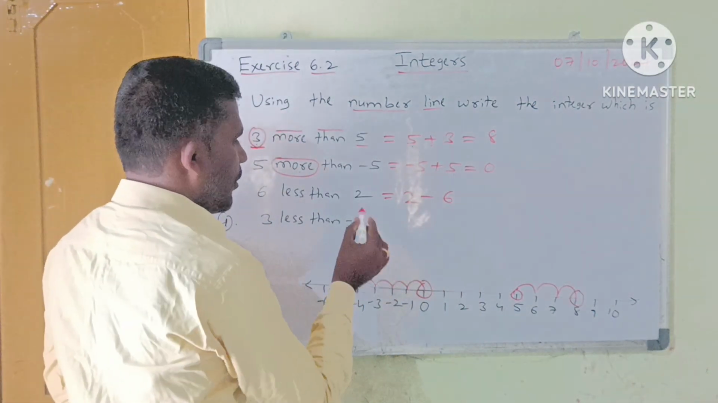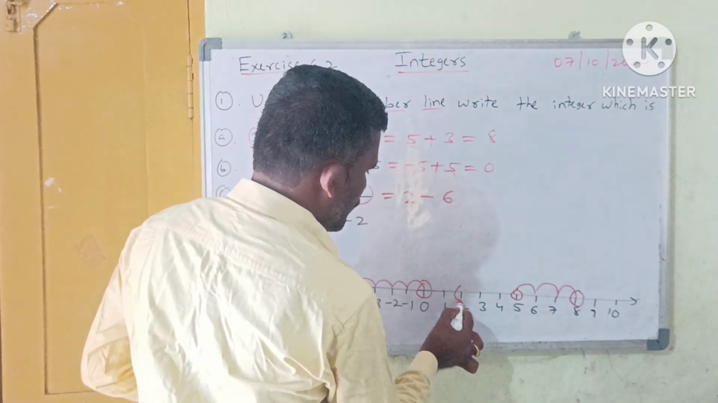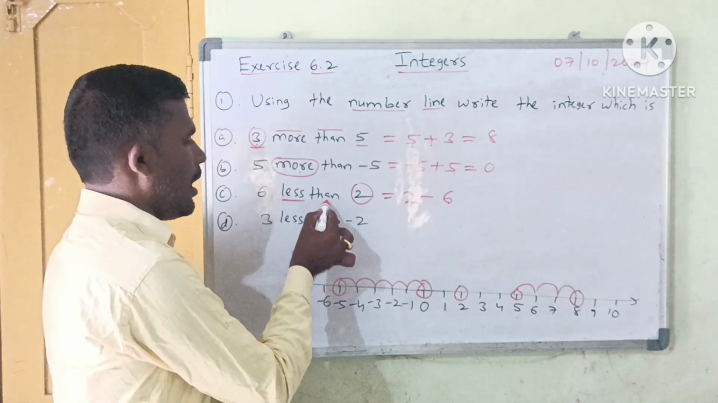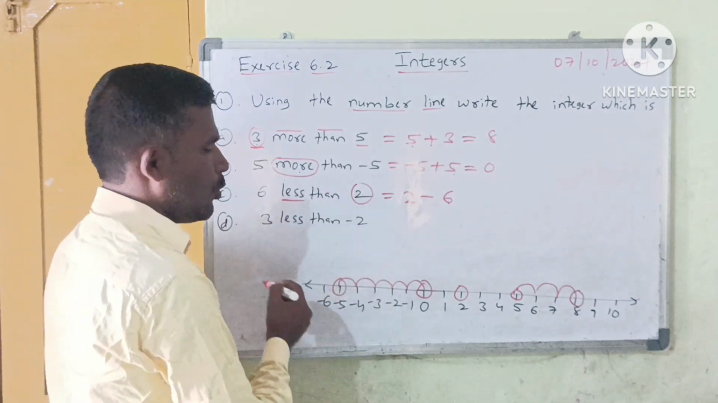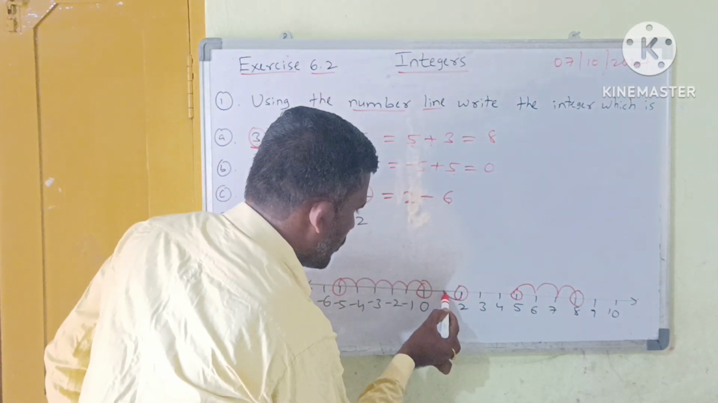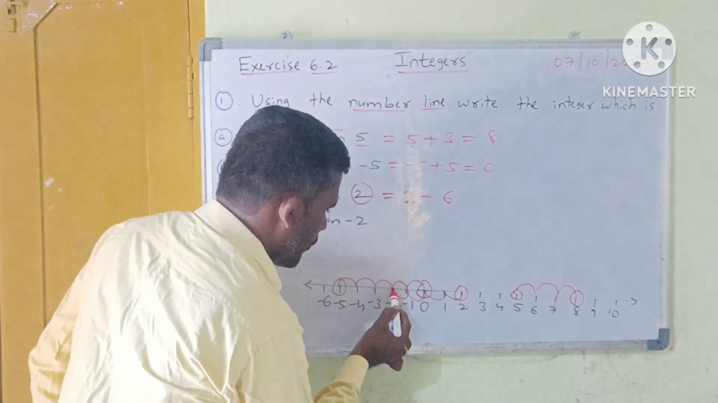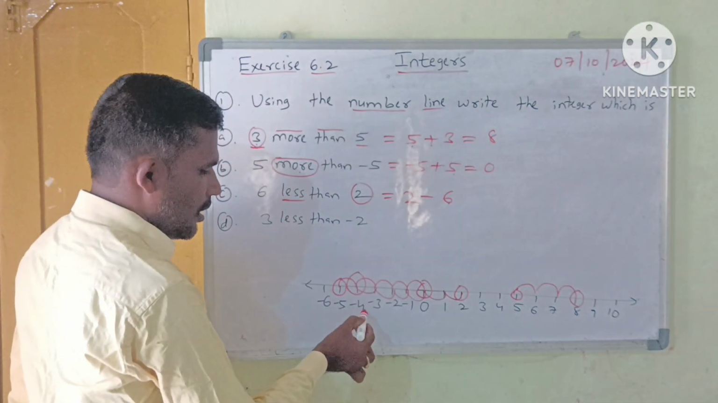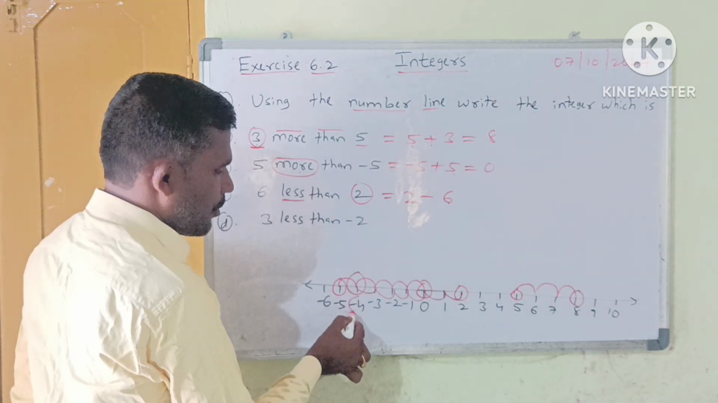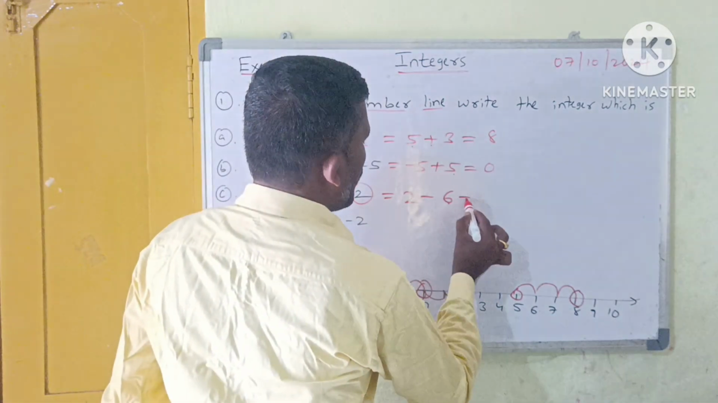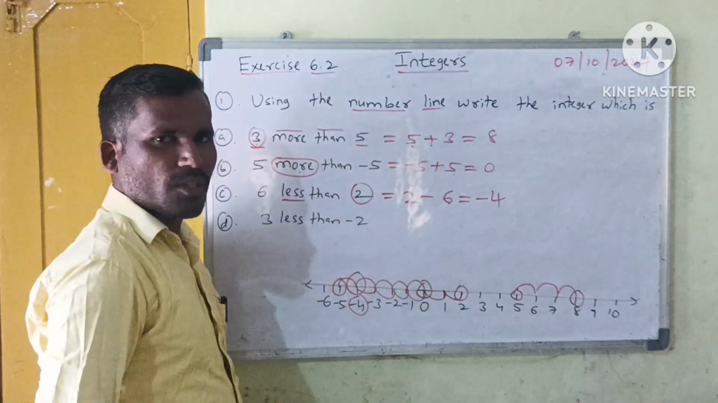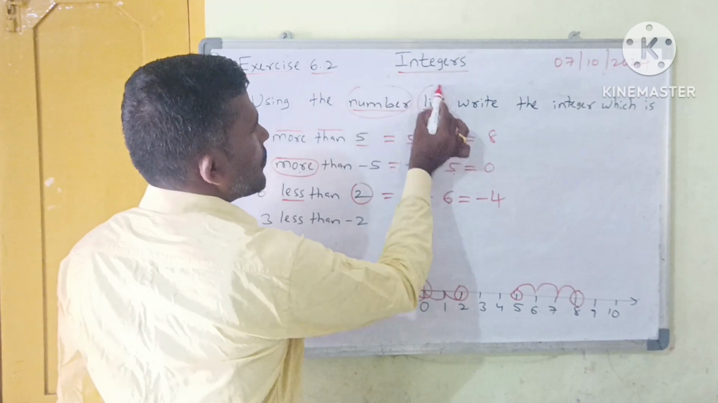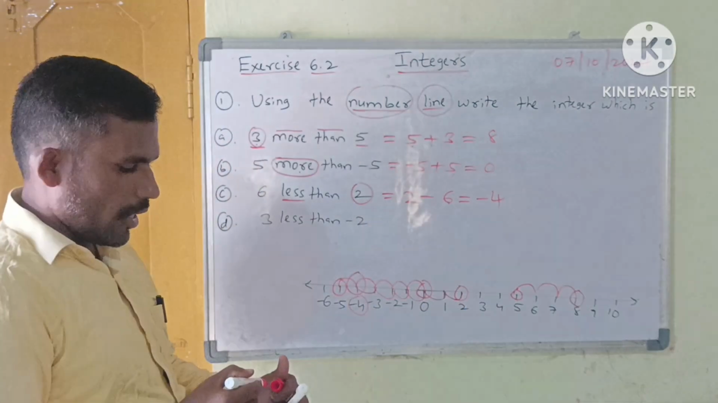Where from? From 2. So 2 is here. 6 steps you have to move to the left side because less than. 6 less than 2. So from the 2, 1, 2, 3, 4, 5, 6. How many steps here? We moved to the left side 6 steps. So where do we stop here? Minus 4. So therefore 2 minus 6 is minus 4. Without using the number line also we will get minus 4 only. But he mentioned number line. That's why you must draw the number line.